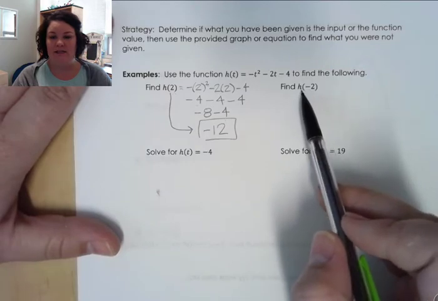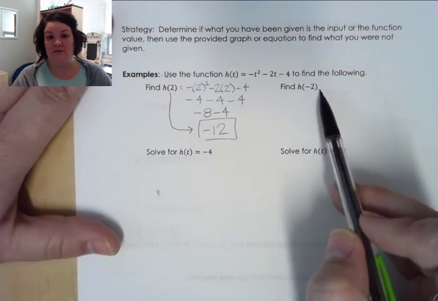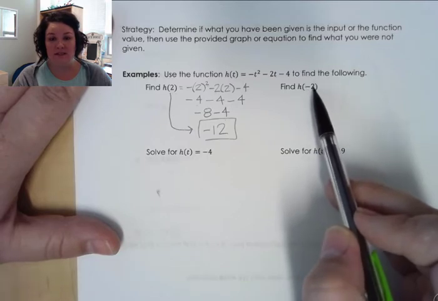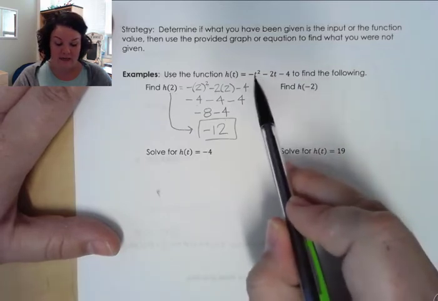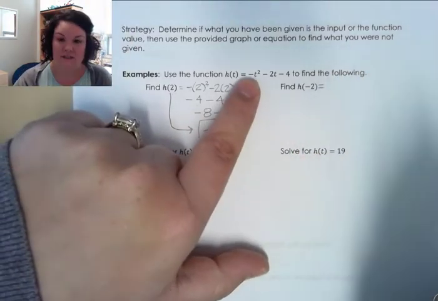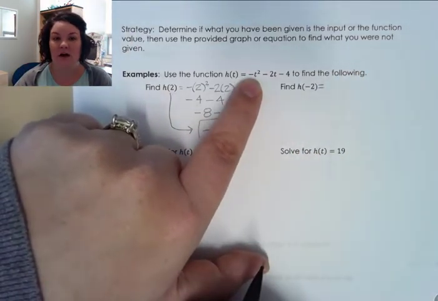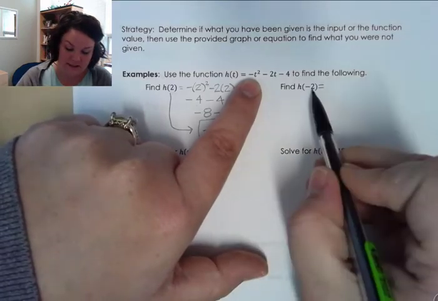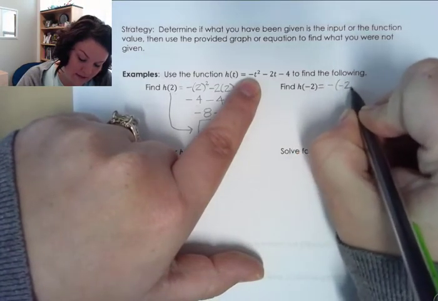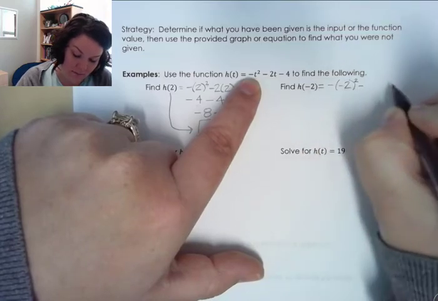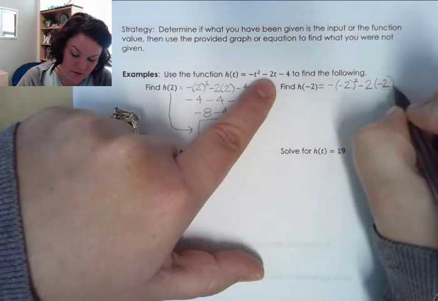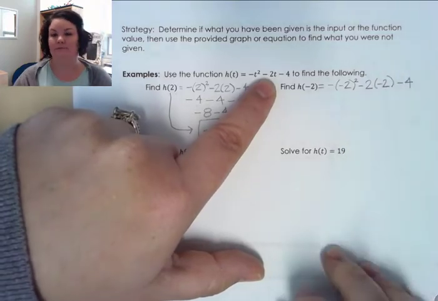Same thing here. It says h of negative 2. Negative 2 is inside the parentheses, so if it's inside the parentheses, that's what we're plugging into our variables. So again, our function says to do the opposite of t squared. So our t in this case is negative 2. So we have the opposite of negative 2 squared minus 2 times our input, so minus 2 times negative 2 minus 4.